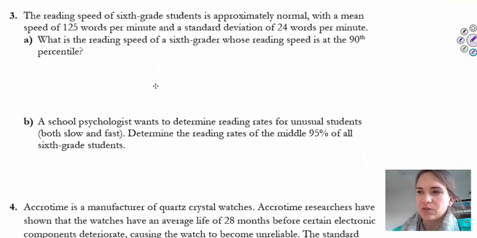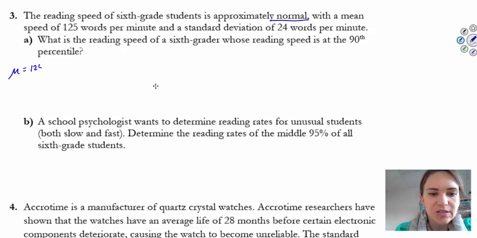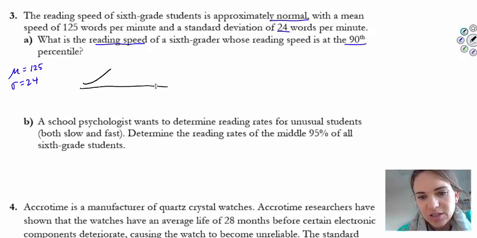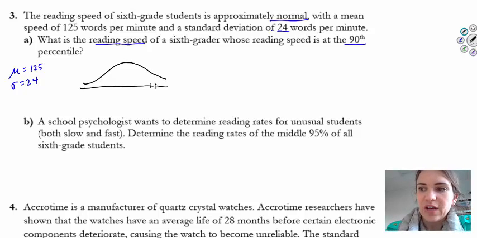The reading speed of 6th grade students is approximately normal, so that lets us know right away we can use the normal distribution. The mean speed is 125 words per minute and a standard deviation 24 words per minute. We're looking for the reading speed of a 6th grader who's at the 90th percentile. And remember from numerical descriptions of data, measures of position, the 90th percentile means that this student reads as quickly or faster than 90% of the other students. That means the area to the left of this student's score is 0.90.